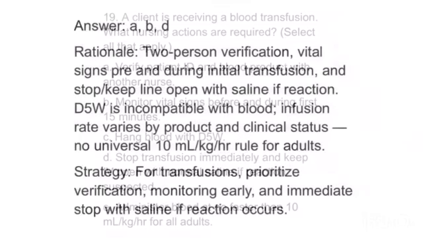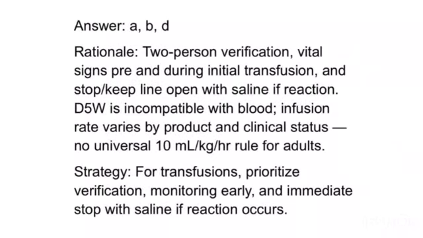Answer: A, B, D. Rationale: 2-person verification, vital signs pre and during initial transfusion, and stop/keep line open with saline if reaction. D5W is incompatible with blood, infusion rate varies by product and clinical status, no universal 10 milliliters per kilogram per hour rule for adults. Strategy: for transfusions, prioritize verification, monitoring early, and immediate stop with saline if reaction occurs.